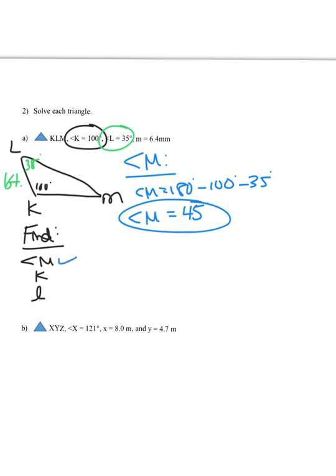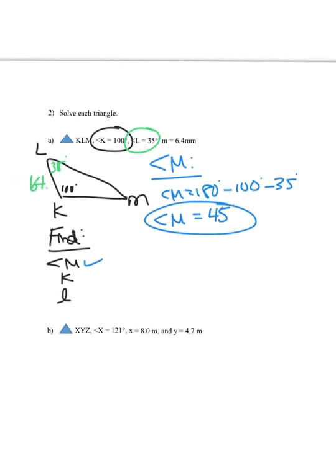Next, I'm looking for side K or side L. You decide. In order to use sine law, remember, we need to have a pair. So we now have angle M and the side across from it. There's our pair. And if we want to find, let's say, side K first, then we would use the one with the K's on top. So we'll do K over sine K is equal to little m over the sine of big M. If the angles are on the bottom, then they have to be on both sides.